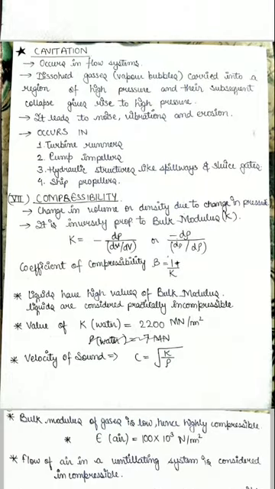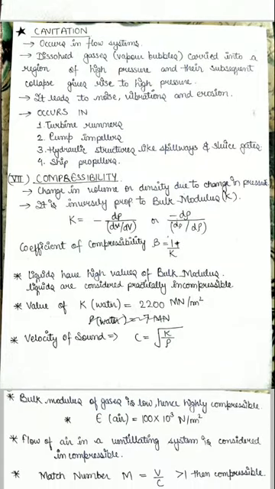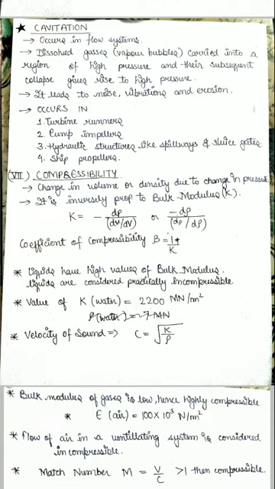Cavitation. Cavitation occurs in flow systems. Dissolved gases or vapor bubbles are carried into a region of high pressure, and their subsequent collapse gives rise to high pressure. It leads to noise, vibrations, and erosion. It occurs in turbine runners, pump impellers, hydraulic structures like spillway and sluice gates, and ship propellers.